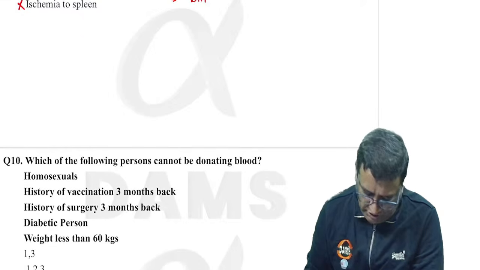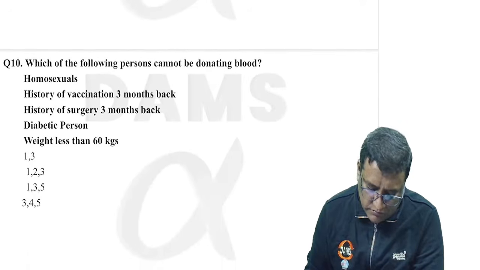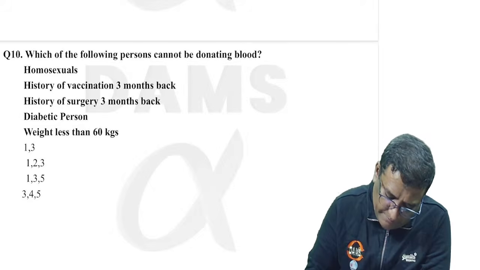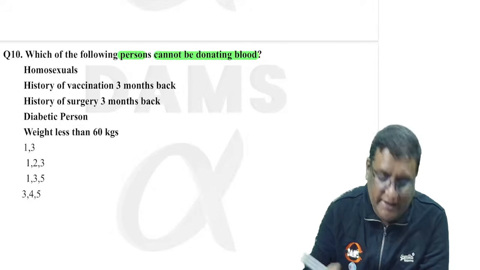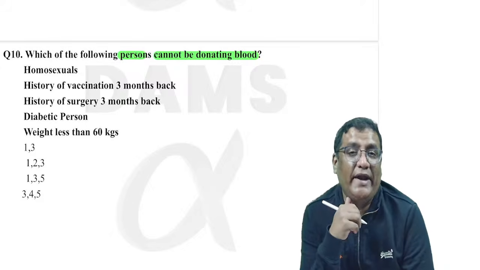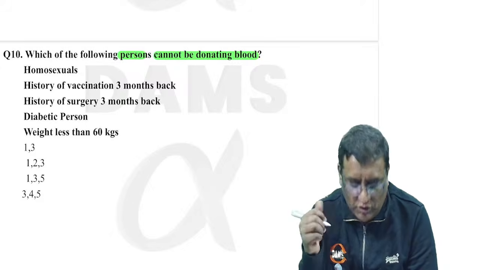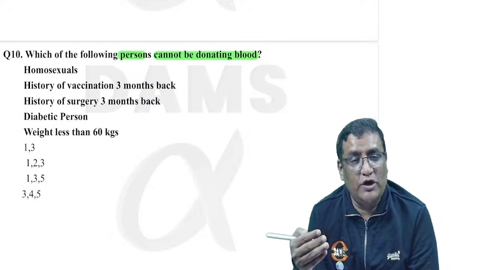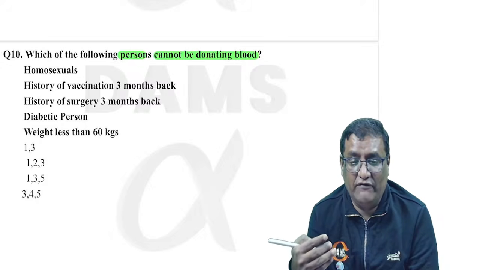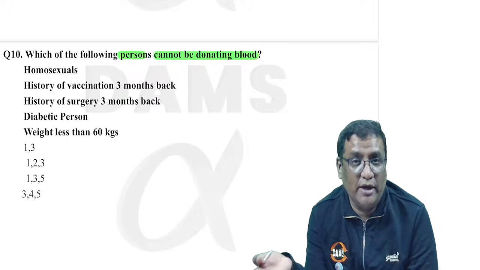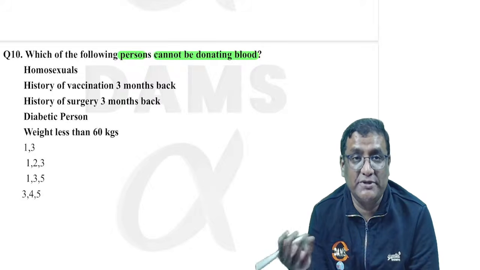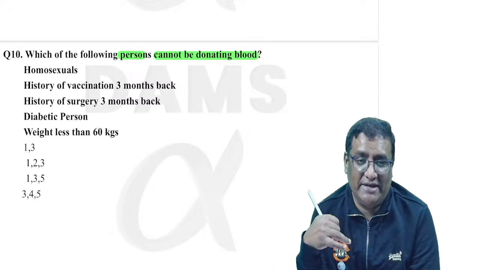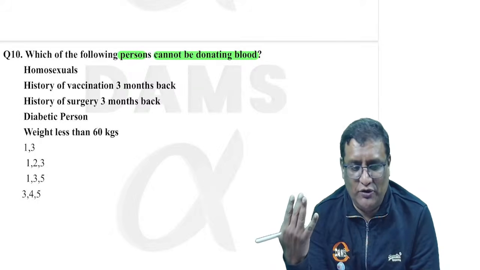Next, question number 10. Okay, which of the following persons cannot donate blood? So who cannot donate blood? Basically, the concept of blood donation is that we want the donor to be healthy so that he doesn't have any disease that could be transmitted to the patient, and also he should be so healthy that by donating, his health should not get compromised, isn't it? That is the principle of blood donation here.